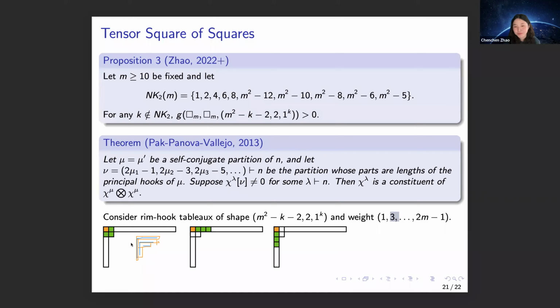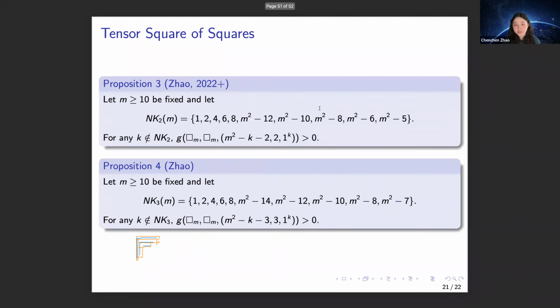So we can discuss the height of the rim hook tableau we obtain in each of the 3 cases and add them up using the Murnaghan-Nakayama rule, and this gives us the characters. And using this method, we can show the character will be non-zero for any k not in the set above. And by a similar method, we are able to prove the positivity when we add 2 boxes to the hook shape.